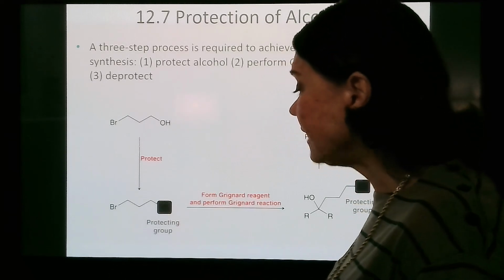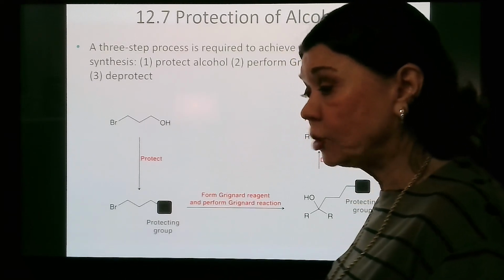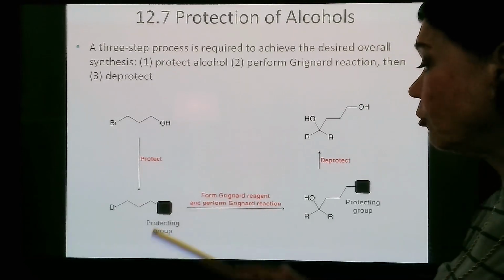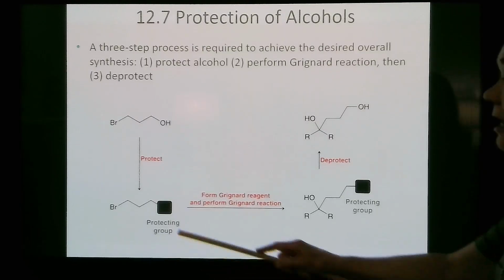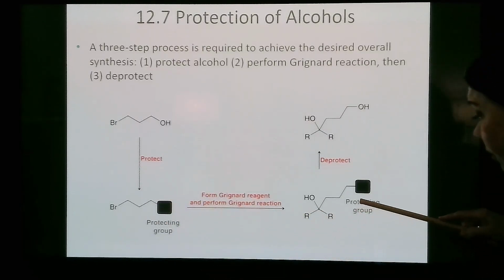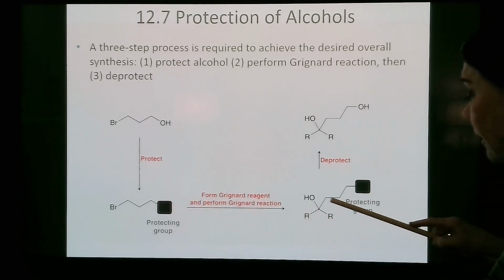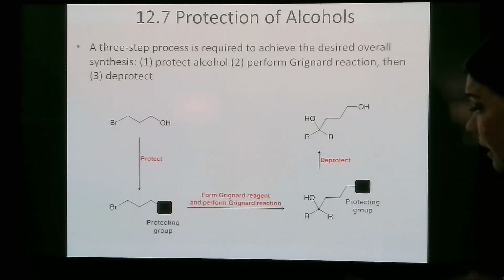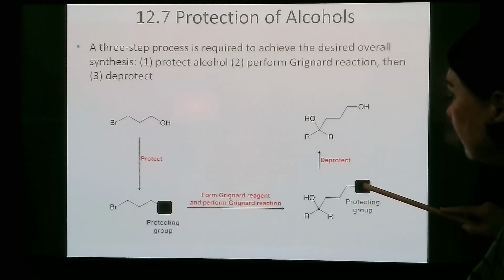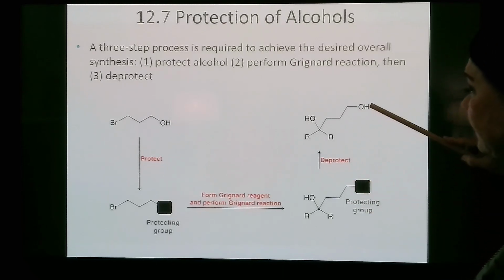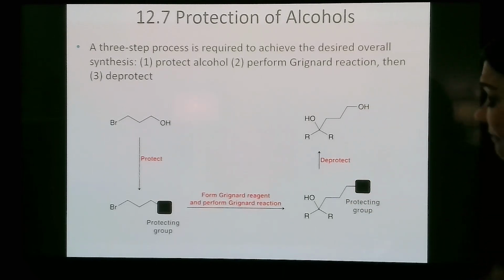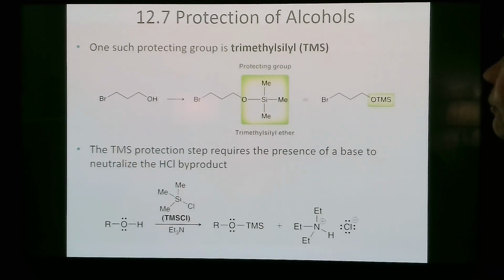Right now it's protected, and it will no longer function as an alcohol while it has that protecting group on there. And so then you carry out the Grignard reaction, just like you've seen earlier. You still have the protecting group on there. And then you deprotect. You remove that protecting group and regenerate the alcohol functionality. And so that's what we're going to discuss for a few slides here.